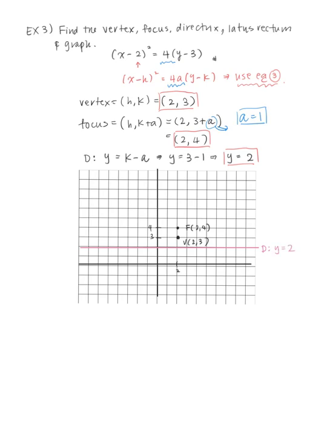Okay, now you know what to do. We're going to have to find the latus rectum. So let's do that. If I draw a straight line through the focus, that line is y equals 4. So to find the latus rectums, we set y equals 4. Then we have (x minus 2) squared equals 4 times (4 minus 3).